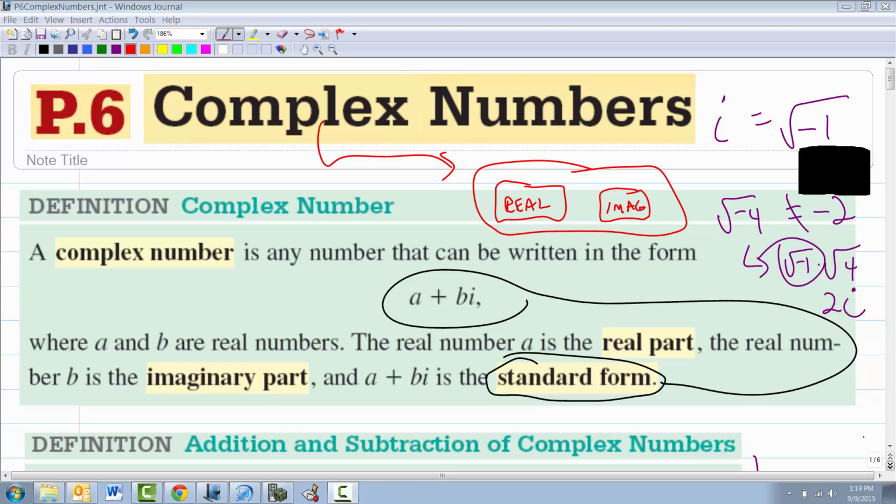Clowns in the back here. All right? Everything okay? Okay, so we're live here. Good afternoon, everybody. Good afternoon. Yeah, great. All right. Okay, so P6 is complex numbers.